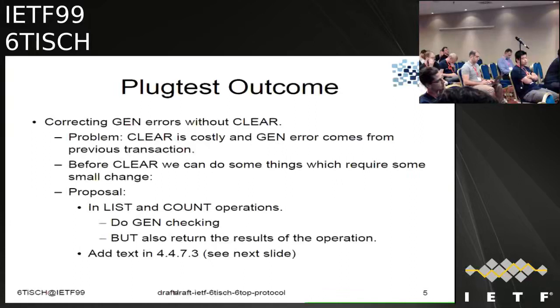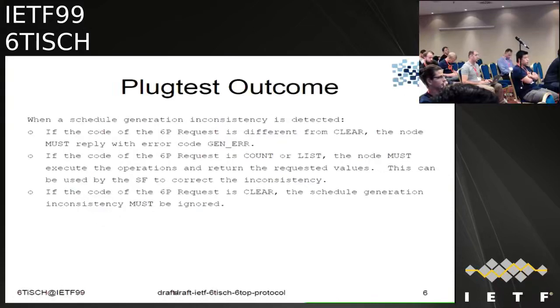You will be able to send a list and count to your neighbor, and then the return of this operation will tell you what's happening, and then you can correct your own schedule with this result. And then you can kind of cheat on the generation number and then stay in sync again. So that's our proposal, and the text we propose is the one in the middle.